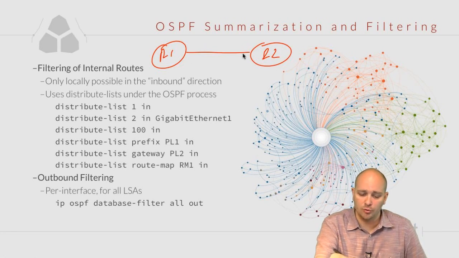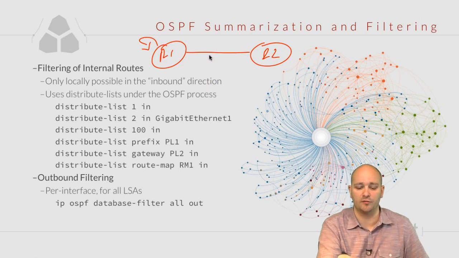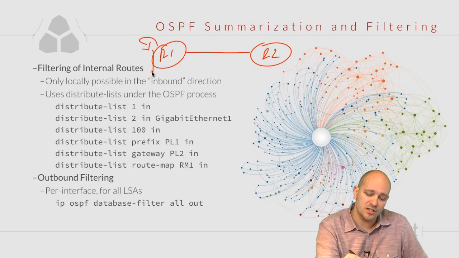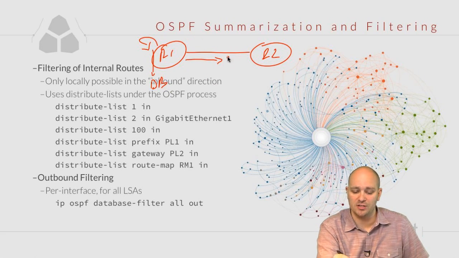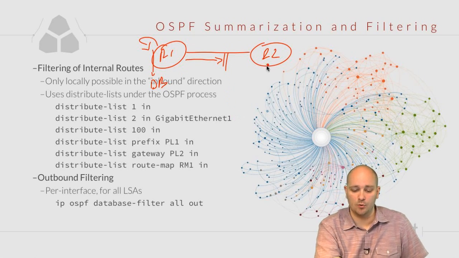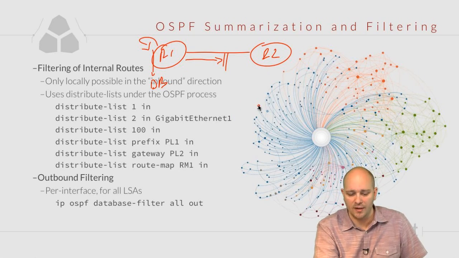and on R1 we had, say, a loopback interface that was enabled for OSPF. If this loopback was inserted into the OSPF database, there would be no way for us to selectively filter this when advertising to R2, given that R1 and R2 are in the same area.